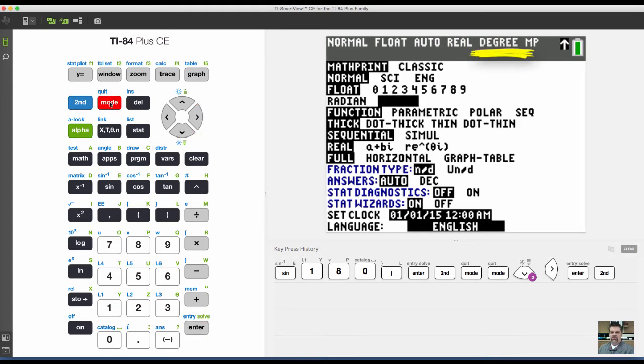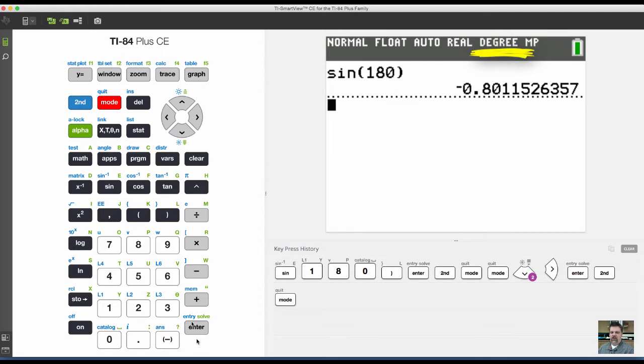Then I hit second mode to quit. Now if I hit enter again, it'll automatically enter it in. And we know that sine of 180 degrees is actually zero.